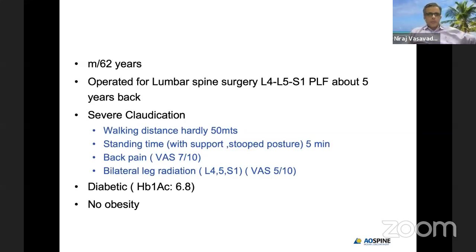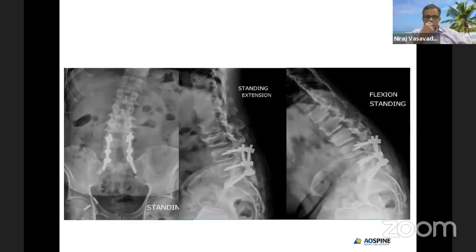This is a male of 62 years, operated for lumbar spine surgery elsewhere about 5 years back. The index surgeon did L4-5, L5-S1 posterolateral fusion. Patient came to me with severe claudication, diabetic, and no obesity, a very lean and thin patient. So these were the pictures for the patient. You can clearly see there is significant sagittal imbalance. Even in extension, the trunk is falling forward. In flexion, there is totally a flat back over here. The L4-5, L5-S1 has been fixed in a flat back situation, and the spine above is totally falling.